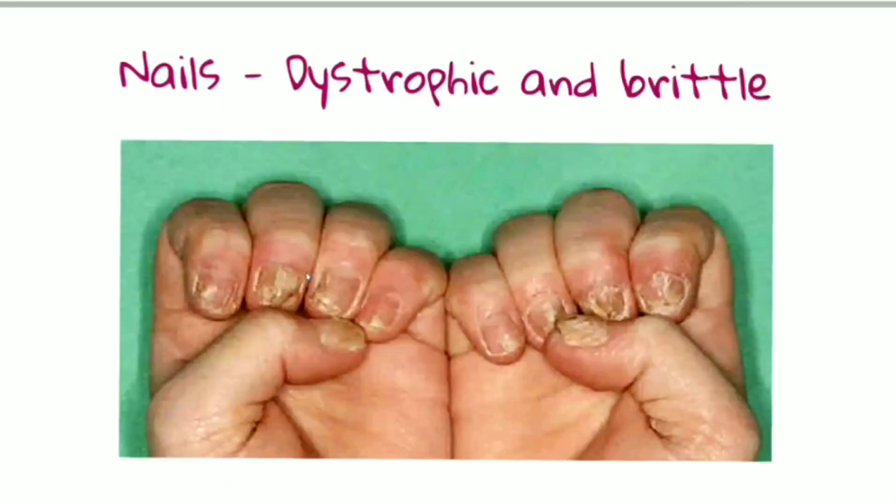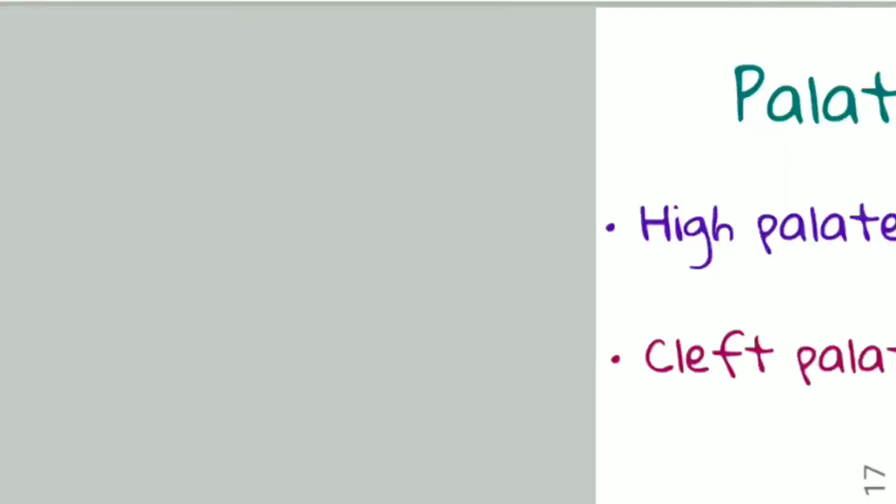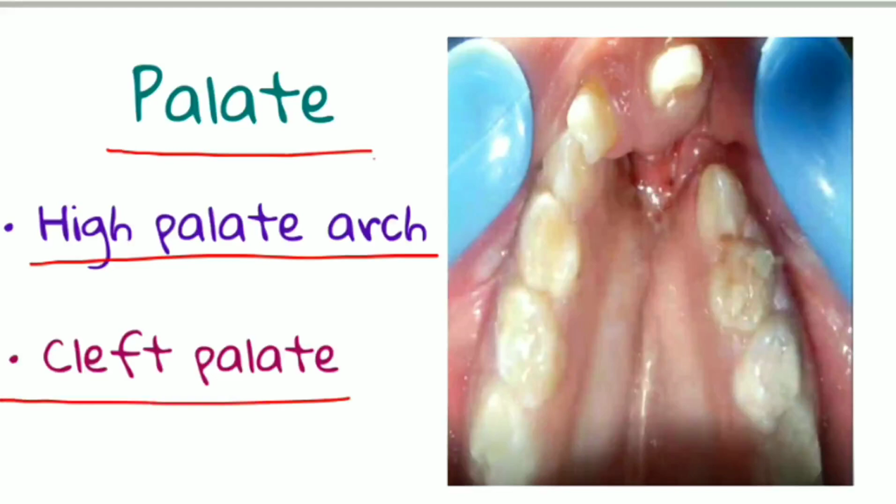So now let us see how the nails are going to look in this ectodermal dysplasia. So nails will be dystrophic and brittle. As you can see, nails will be dystrophic and brittle. Next, moving forward to how the palate is going to look in this ectodermal dysplasia. So there will be a high palatal arch and cleft palate.